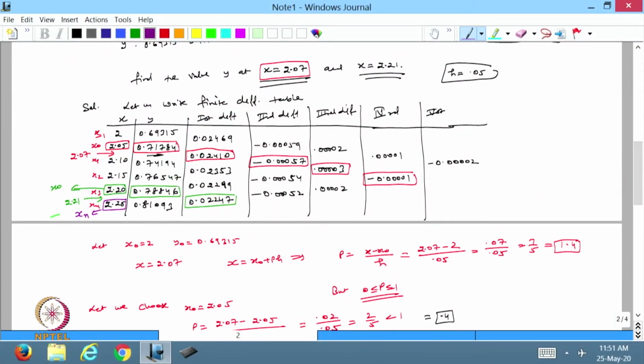I will take this value, then the corresponding value, then I will choose this value, again this value and this value. So, I am using these values because I know that in the forward I will go this way downward, and in the backward I will go in this way.